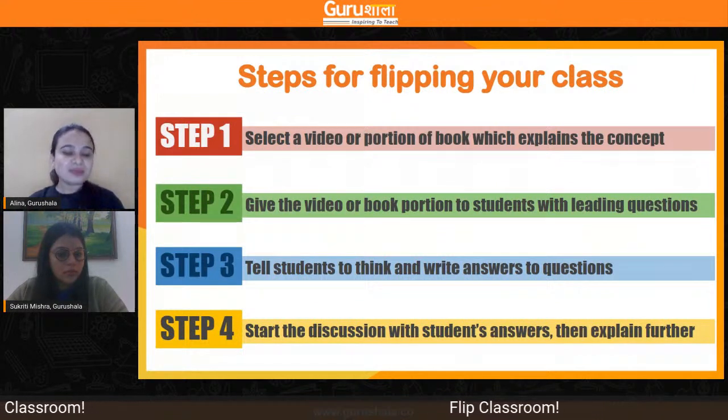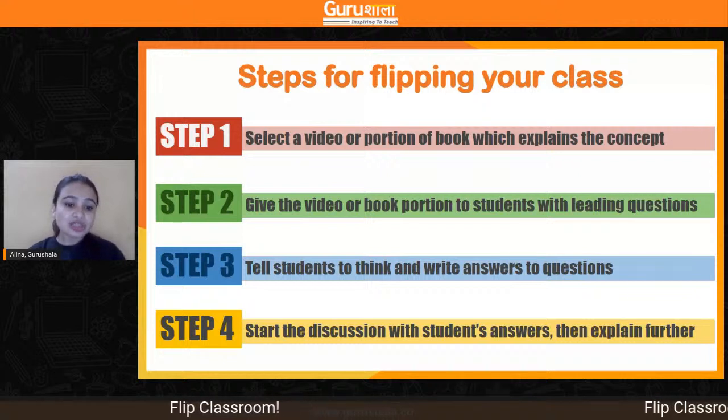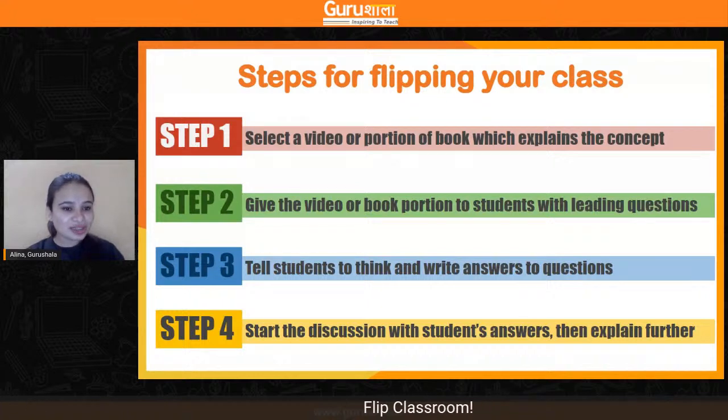So these are the 4 steps, keeping which in mind, you can incorporate this method in your class.